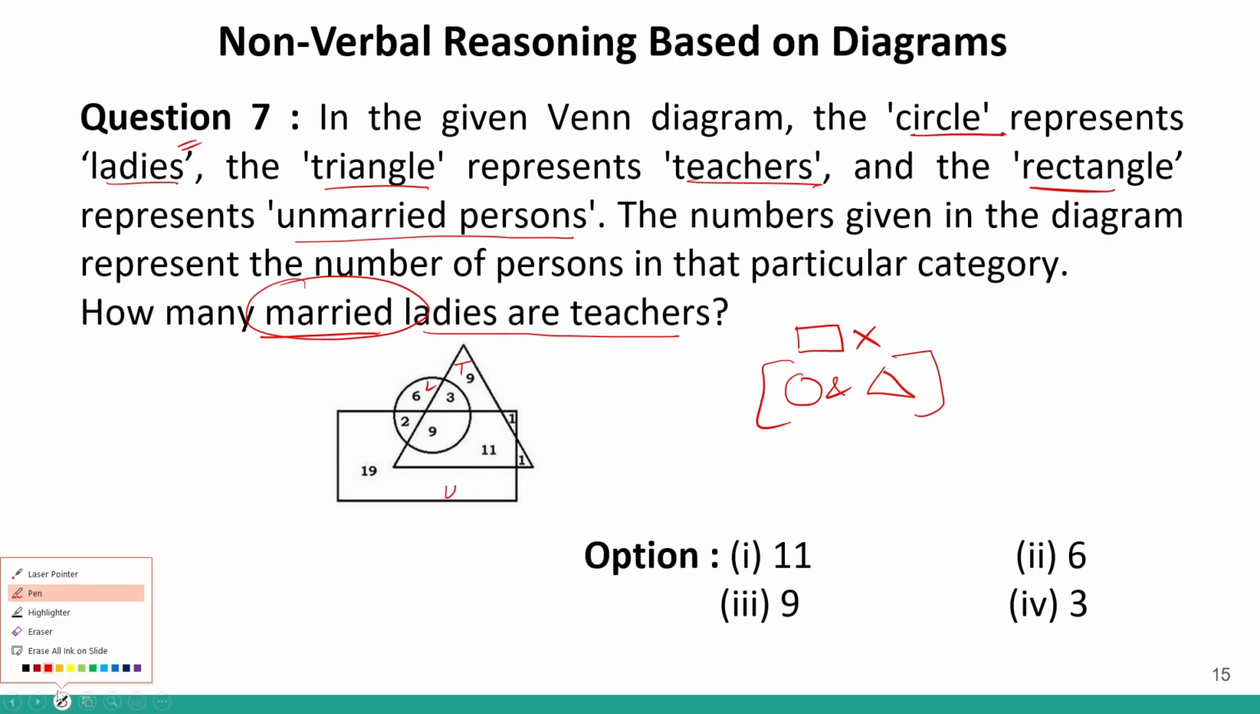So if I look over here, this portion has the overlapping of a circle and a triangle but not a rectangle. So this portion is 3. So my answer will be option number 4, that is 3. Okay. So this is how you solve questions on Venn diagrams.